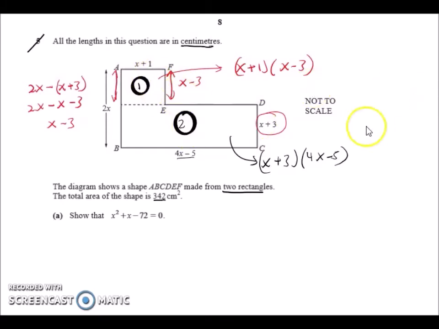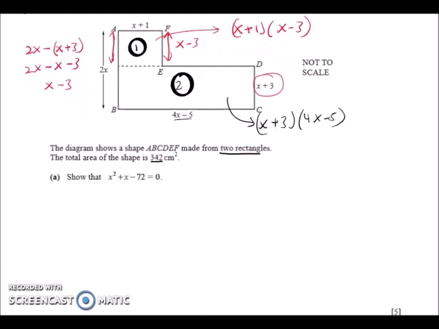So I scroll down a bit. Area 1 plus area 2. Area 1 is x plus 1 with bracket of x minus 3. This is area 1. And then we plus with area 2. Area 2 is x plus 3 multiplied with 4x minus 5, and then the total of this area is equals to 342. We multiply this.